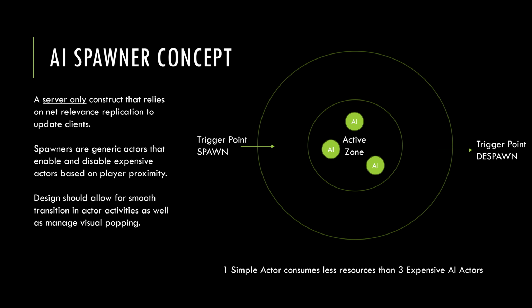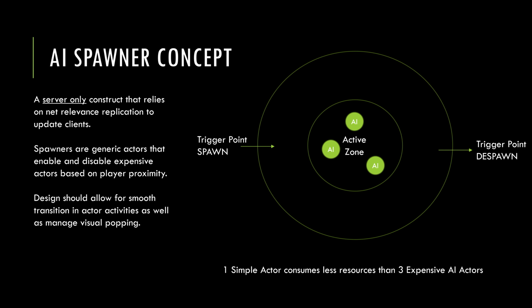All right, so let's talk about the AI spawner concept. So the notion of an AI spawner, first of all, is that it's a server-only concept. You want all of the interactions around the AI spawner to be happening on the server. And then once the server triggers the logic, we use net relevant replication to update the various clients. And so the first thing to know about the AI spawner is it is a server-only concept. It doesn't need to be spawned on the clients.